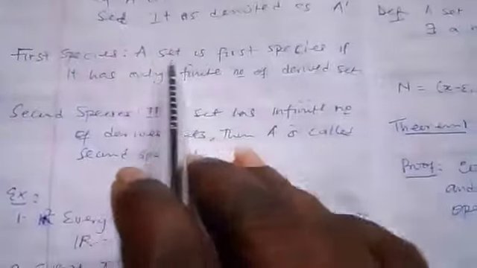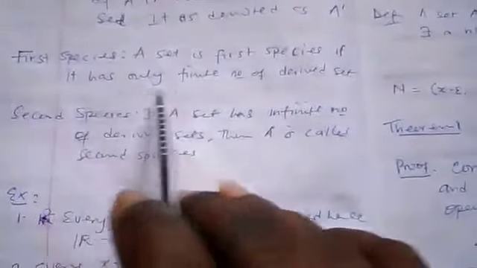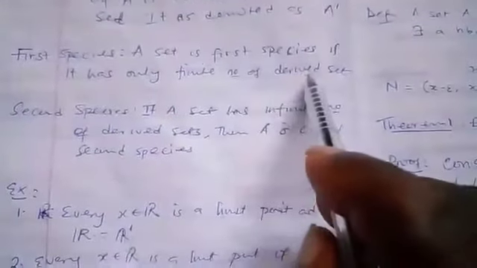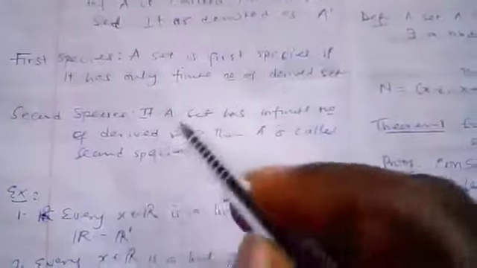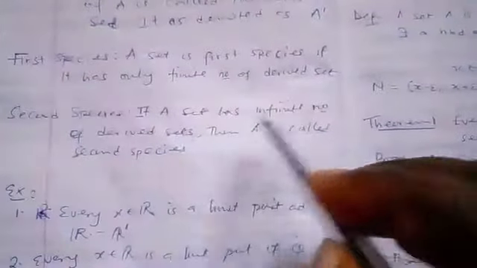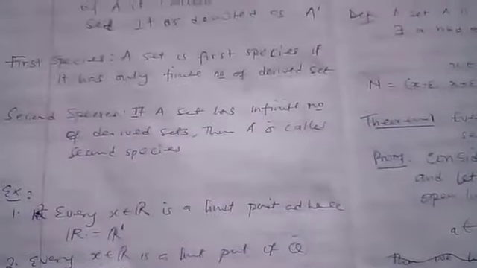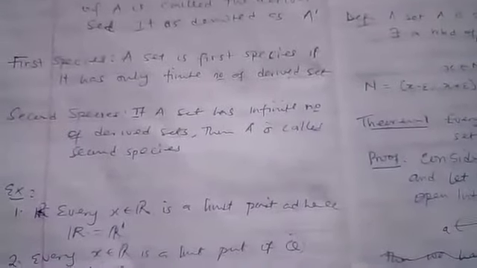Okay, in our next video, we'll talk about another thing: first species. We say that a set is of first species if it has only a finite number of derived sets, and if a set has an infinite number of derived sets, then we say that it's of second species.